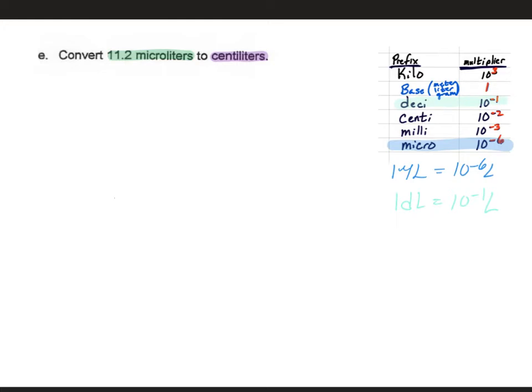We'll start with writing what we already know, making that into a fraction over 1. Looking at our fraction, we can see that we have microliters on top. So in the second fraction, we should have microliters on the bottom, so they will cancel, putting liters on the top. And with the microliter, we'll put the 1, and with the liter, we'll put the 10 to the negative 6. Our answer is currently in liters.